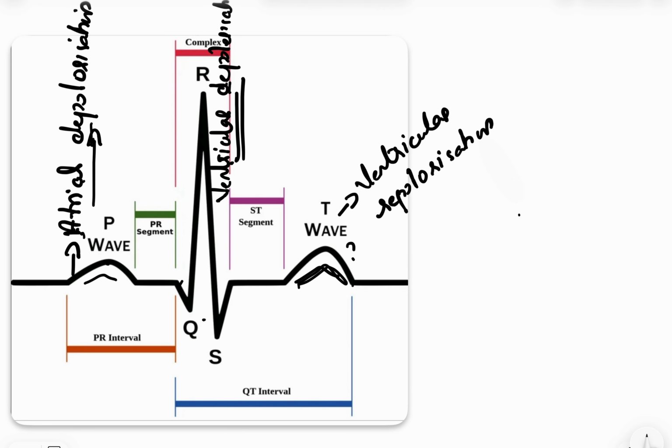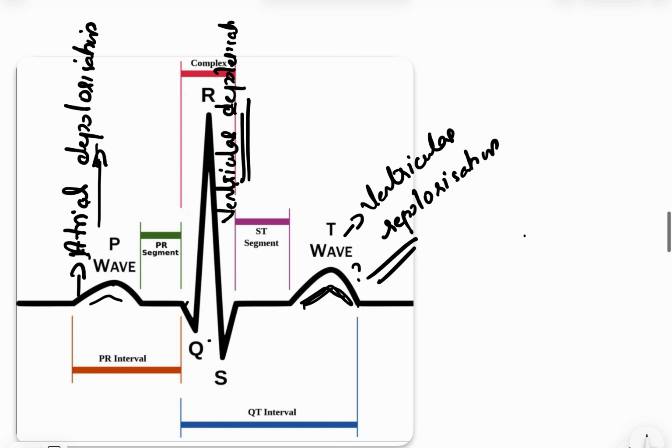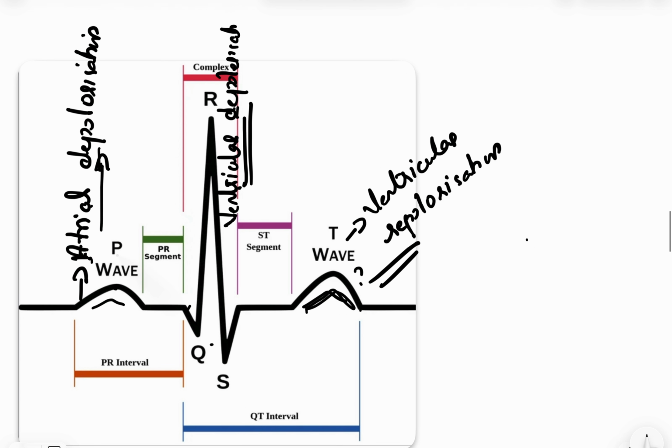This was asked in a previous question paper. The question was, what does a T wave depict in an ECG? The answer was ventricular repolarization. So remember, the P wave shows atrial depolarization, the QRS complex shows ventricular depolarization, and then the T wave shows ventricular repolarization.